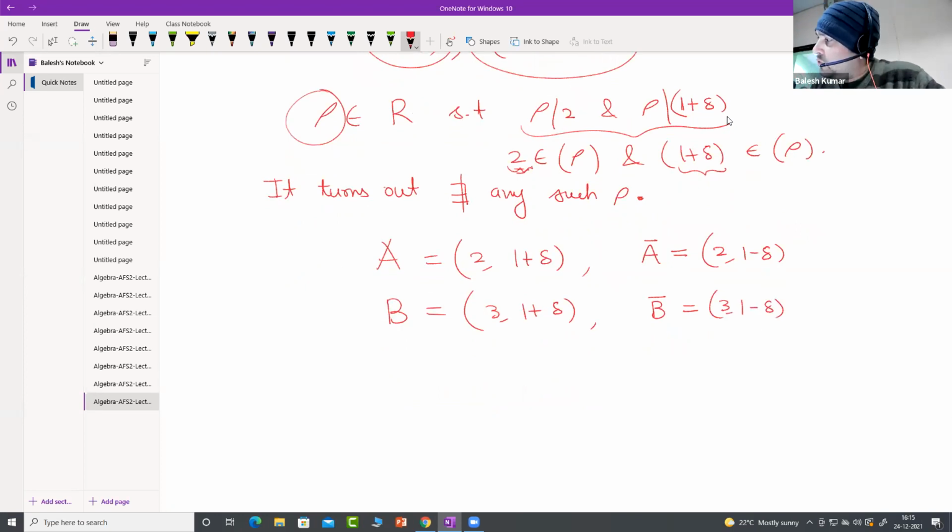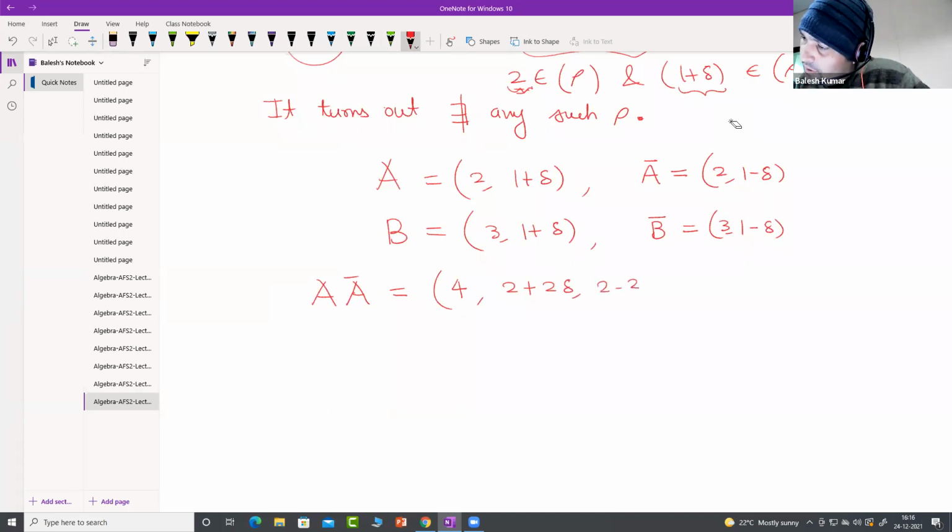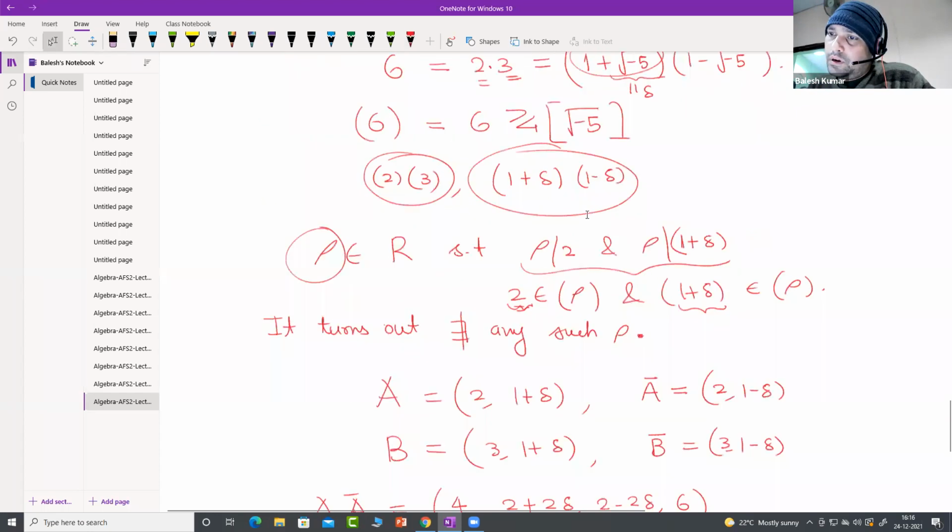And if one tries to compute A A bar, for example, what one can see is that A A bar will be generated by 4, which is 2 times 2, and then we have 2 times 1 plus delta, which is 2 plus 2 delta. Let me just quickly write. So this will be 2 plus 2 delta, and then we have 2 minus 2 delta. And then we have the product of 1 plus delta and 1 minus delta, which is equal to 6, that we know from here.